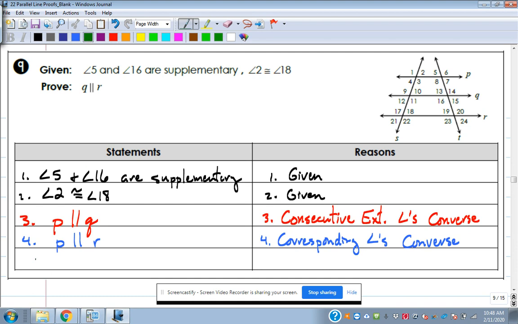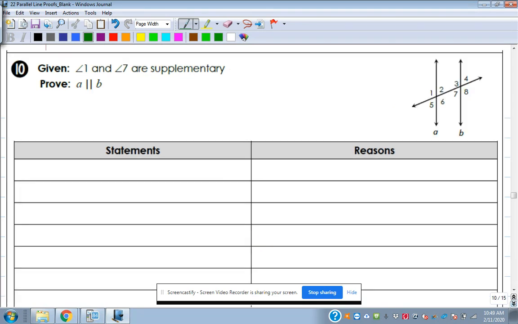Good job. So Q is parallel to R through the transitive property. Good job, you guys. You're doing good. The pictures get more complicated. It's easy to get sidetracked on them, but again, keep in mind all of those simple things here.